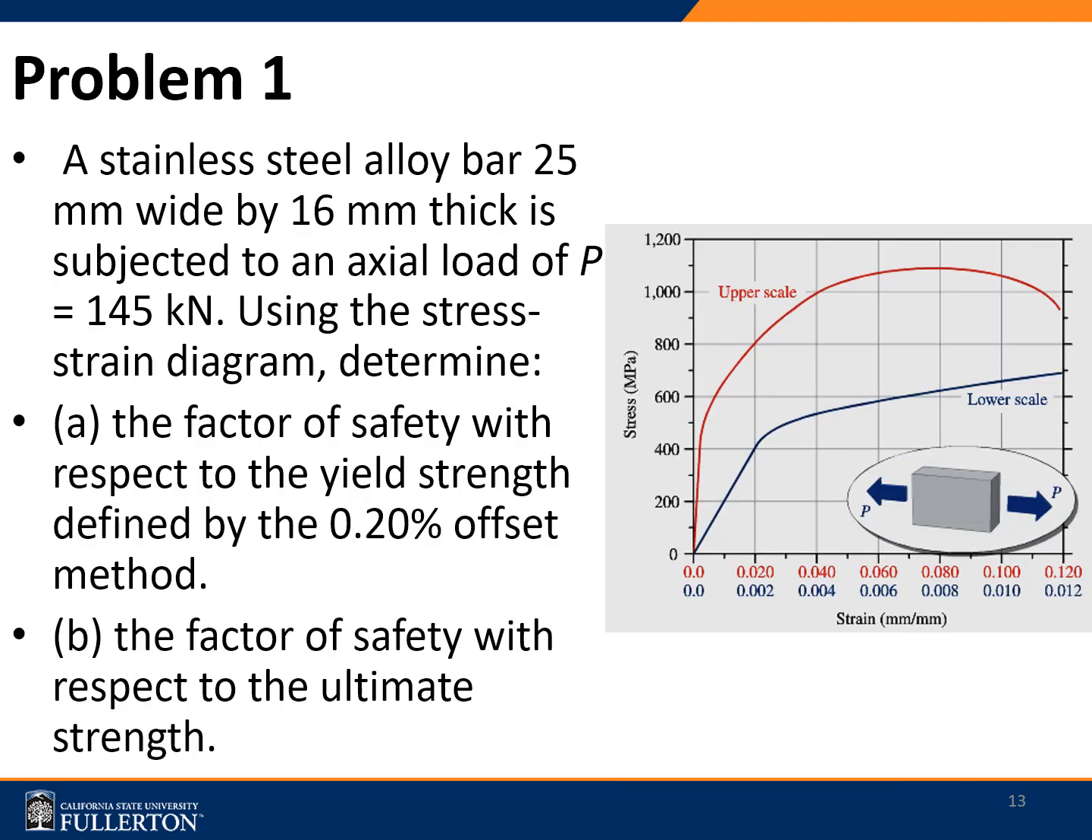Let's take a look at a small problem to illustrate the concept of factor of safety. Here you could see a stainless steel alloy bar which has a dimension of 25 millimeter by 16 millimeter, and it is subject to an axial load along its axis of 145 kilonewtons. Now we are asked to determine the factor of safety with respect to the yield strength. Here yield strength is defined as 0.2% offset, and the factor of safety with respect to the ultimate strength or ultimate tensile strength.